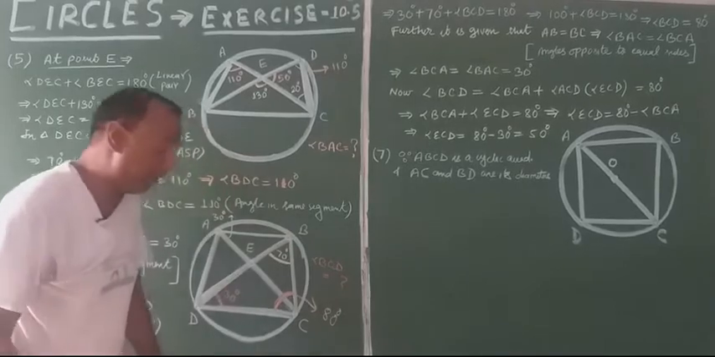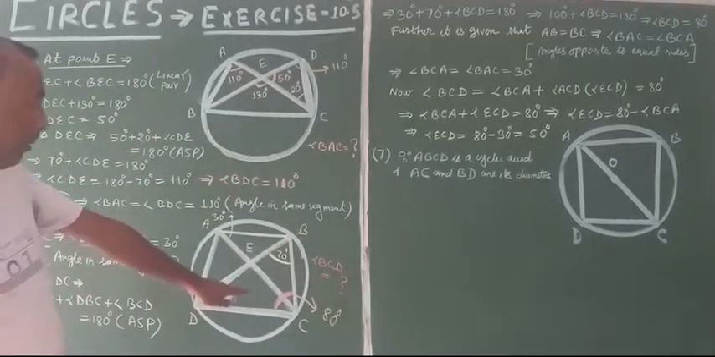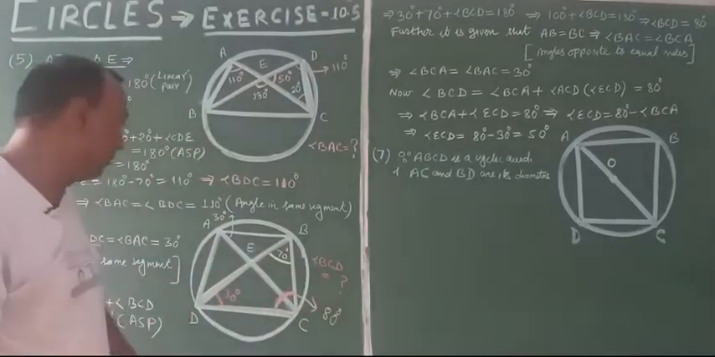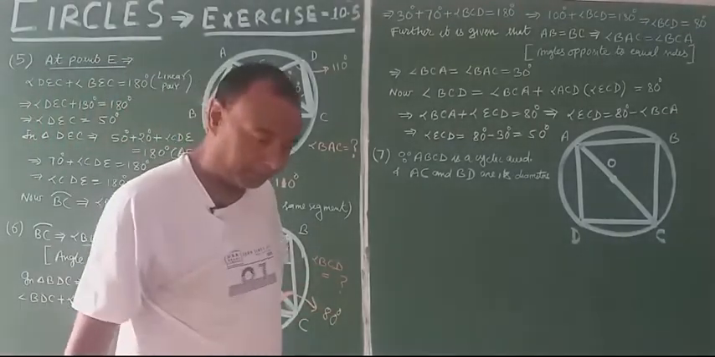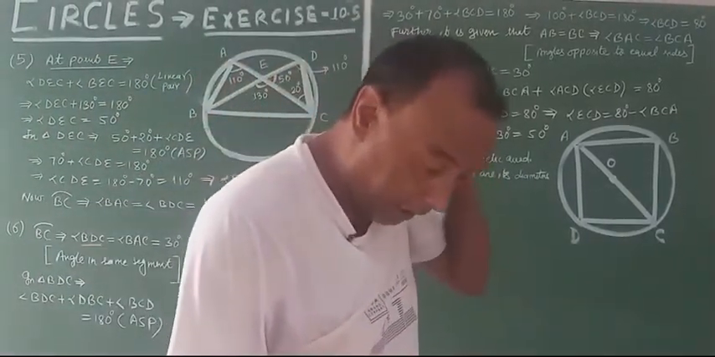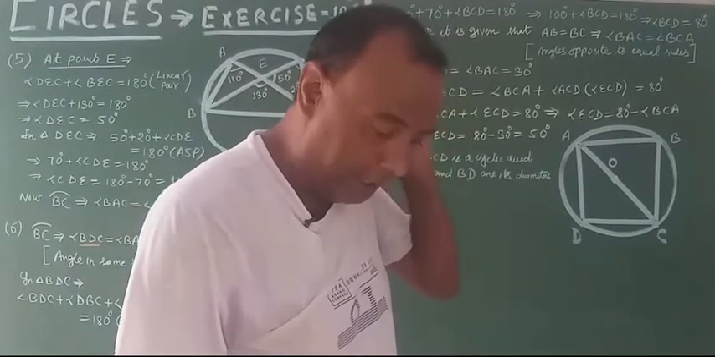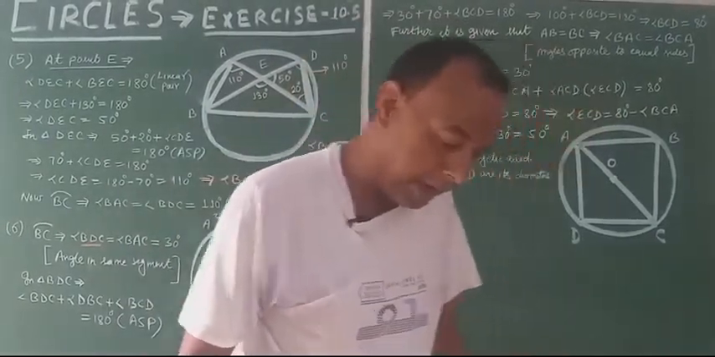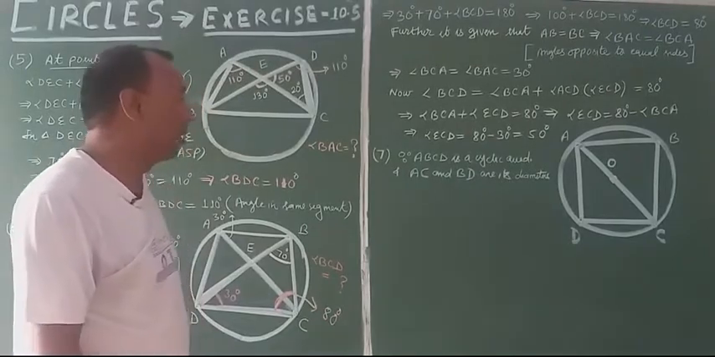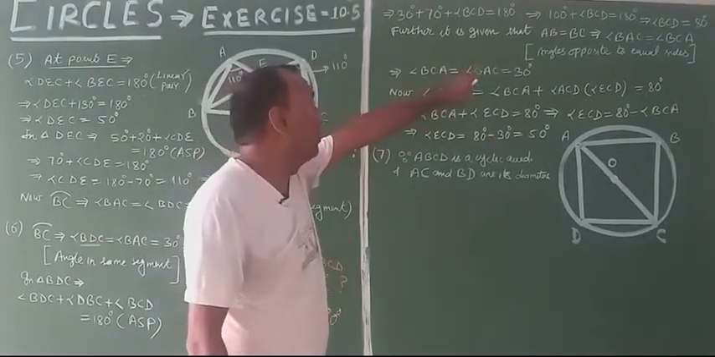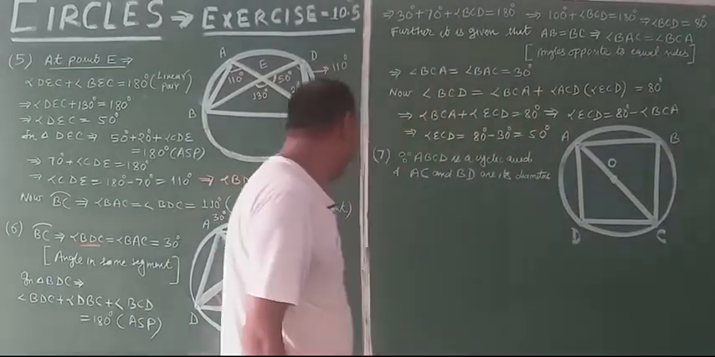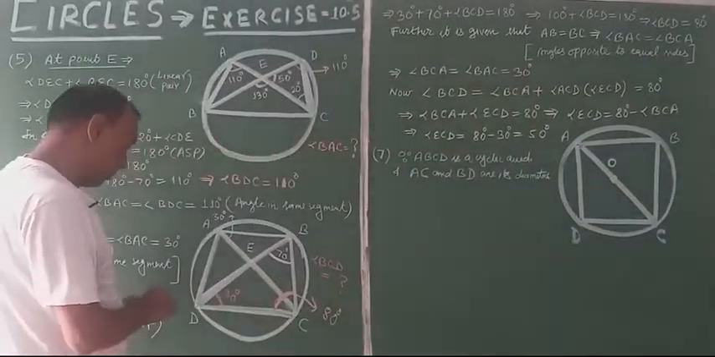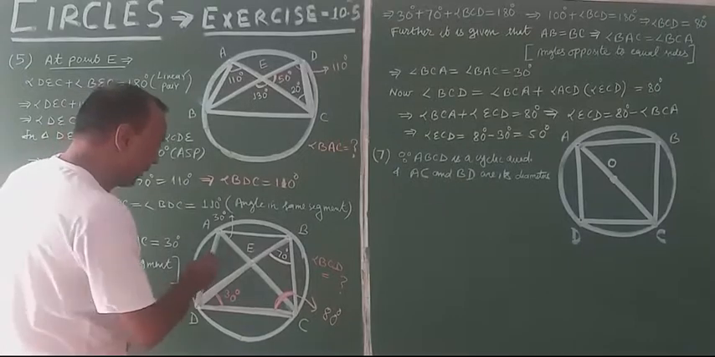So this we have to find, and we got it. What is the value of angle BCD? That is 80 degrees. Now further, if AB is equal to BC, find the value of angle ECD. Now further it is given that AB is equal to BC. Now look at this triangle.